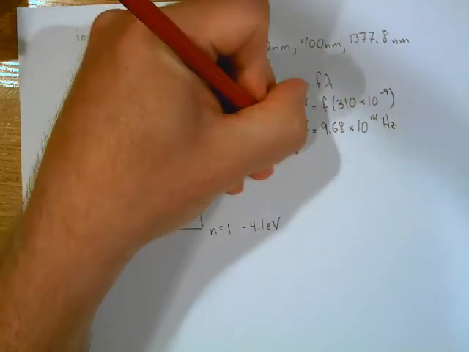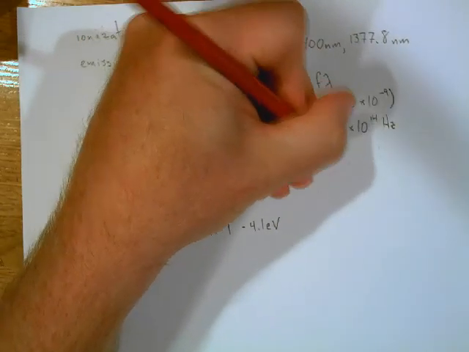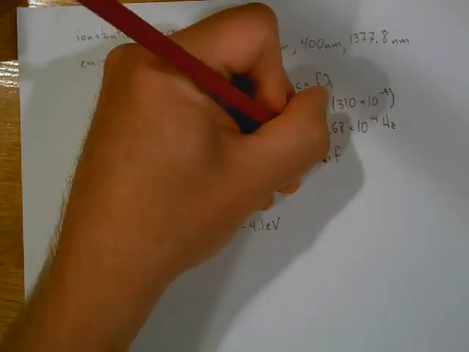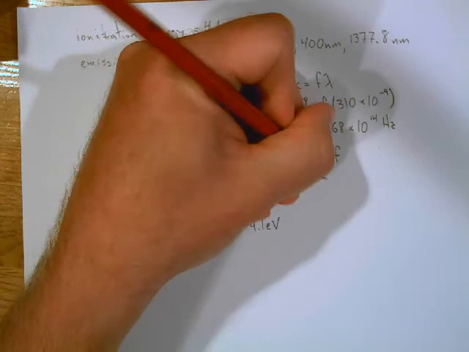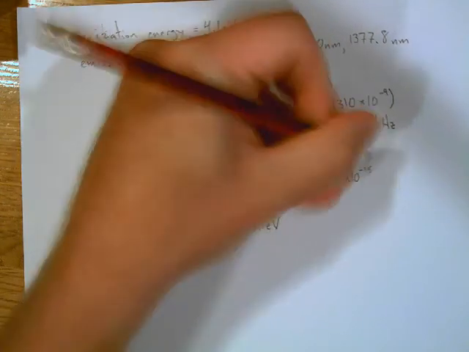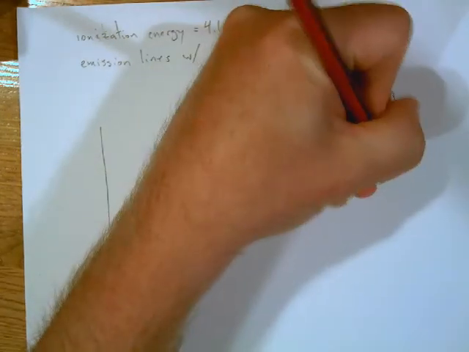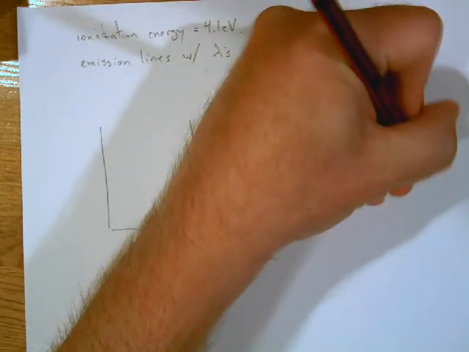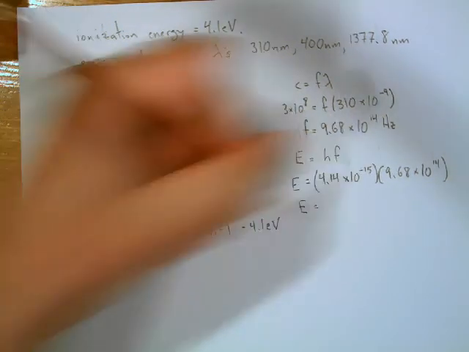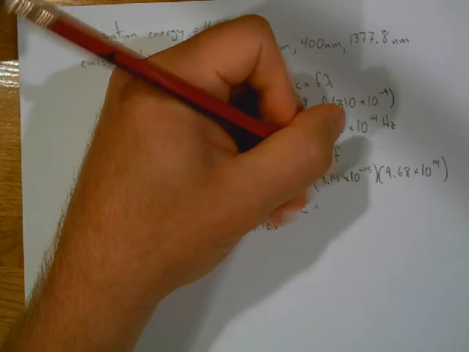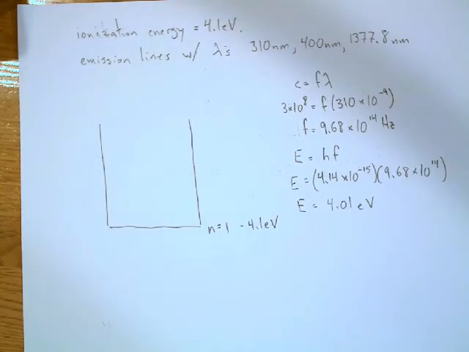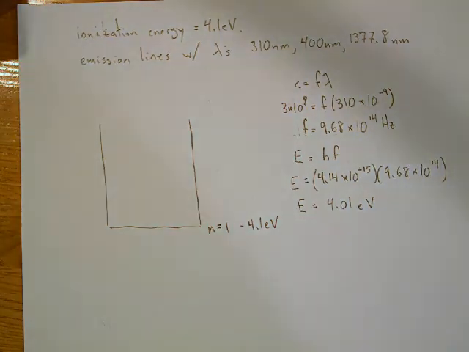Then you have to do E equals hf, and because we want this in electron volts, I want to pick the h that is in electron volts. If you look on your formula sheet, you will see it's that. And then when you do this, you get an energy that is 4.01 electron volts. Then you have to do the same thing for the other ones.